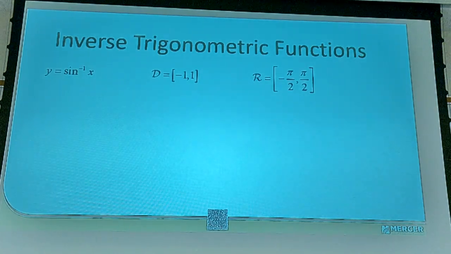Notice why they chose minus pi over 2. Otherwise, you have to split it into two intervals, maybe 0 to pi over 2 and then 3 pi over 2 to 2 pi. That's kind of a mess. So they said, we'll just make it negative. We'll make it minus pi over 2 to pi over 2, which covers the same thing.